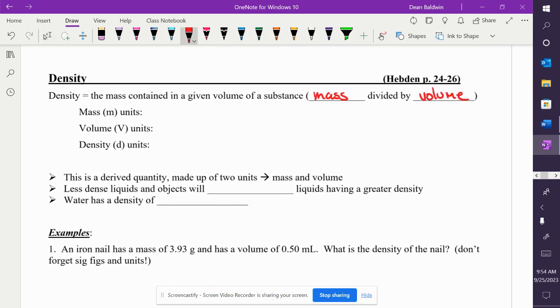Mass is measured in grams or kilograms. Those are the common ones. Volume, milliliters is common, as you'll see as we go on. Usually we use liters because that has a specific application. Sometimes in physics, you see volume as cubic centimeters or cubic meters. If something's cubed, units are cubed, you know it's volume. And so density, if you're using the first two here, would be grams per mil or kilograms per liter.